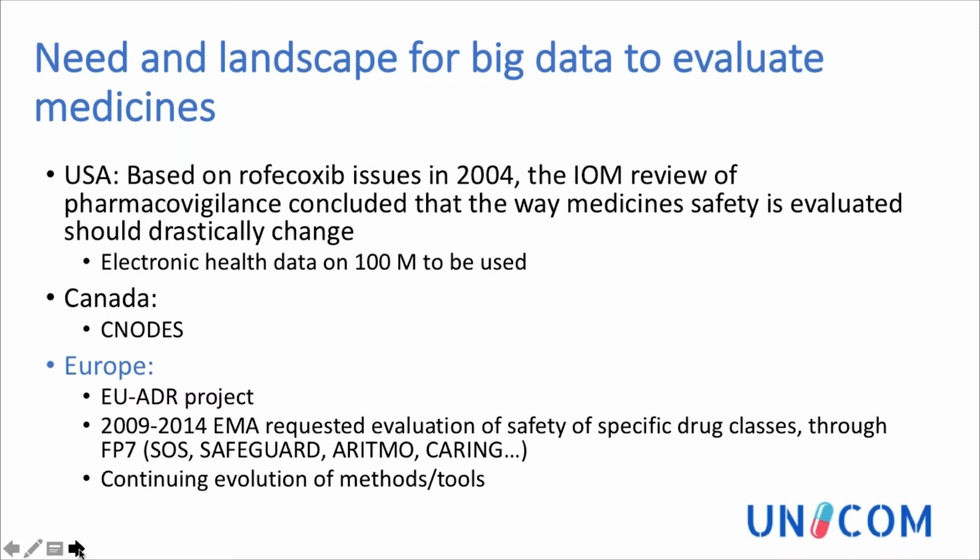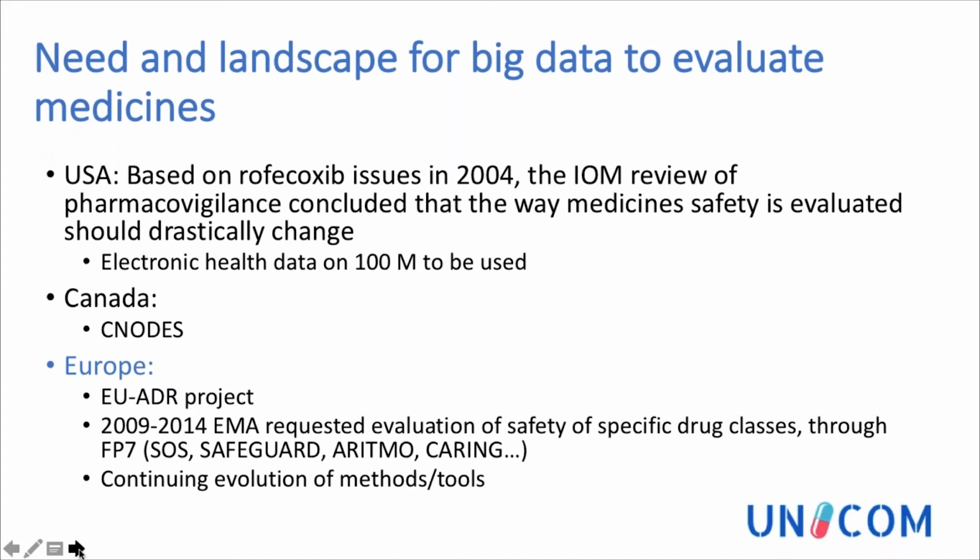So there's clearly a large need to use big data to evaluate medicines. And I think 2004 was a pivotal year when Vioxx was voluntarily withdrawn from the market after 5 years of marketing, because it had been shown in a clinical trial that the use of rofecoxib could increase the risk for myocardial infarction. This took 5 years and millions of people to be exposed prior to detecting it, which led to a review of the pharmacovigilance system by the Institute of Medicine. And they concluded that the way medicine safety was being evaluated should drastically change.